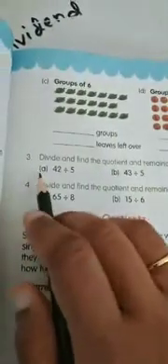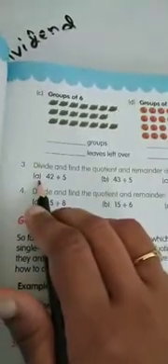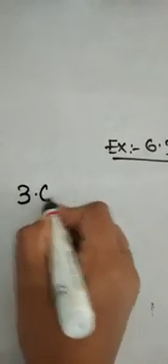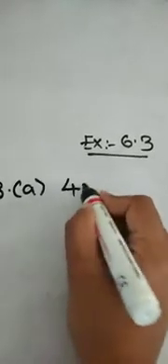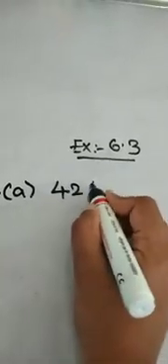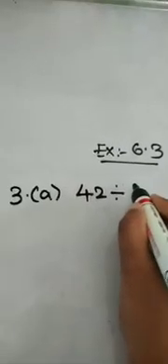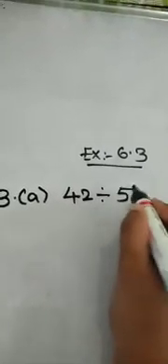Divide and find the quotient and remainder of each of the following. So we have to find the quotient as well as we have to find the remainder. This is our first question. 42 divided by 5. So let us solve this. Third bit, first question, page number 93. Second bit, I have given homework to you. So third bit, first question, 42 divided by 5.